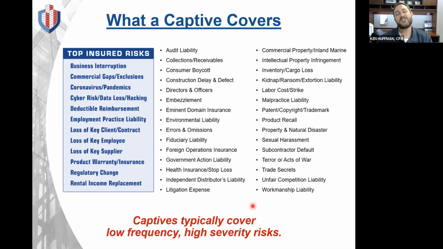So here's some of the top insured risks. Business interruption. Has there been any business interruption lately? Oh, yes, there's been plenty, right? You've got riots, stores being broken into, all kinds of things. You have supplier interruption because of coronavirus. That's a big one, right? That has affected all kinds of businesses. Businesses have been closed, restaurants. Let's say they bring in $500,000 a month and they're forced to close for 2 months. They could get a check for $1 million if they had a captive insurance company to cover that revenue they lost. Commercial gaps and exclusions, deductible reimbursements.